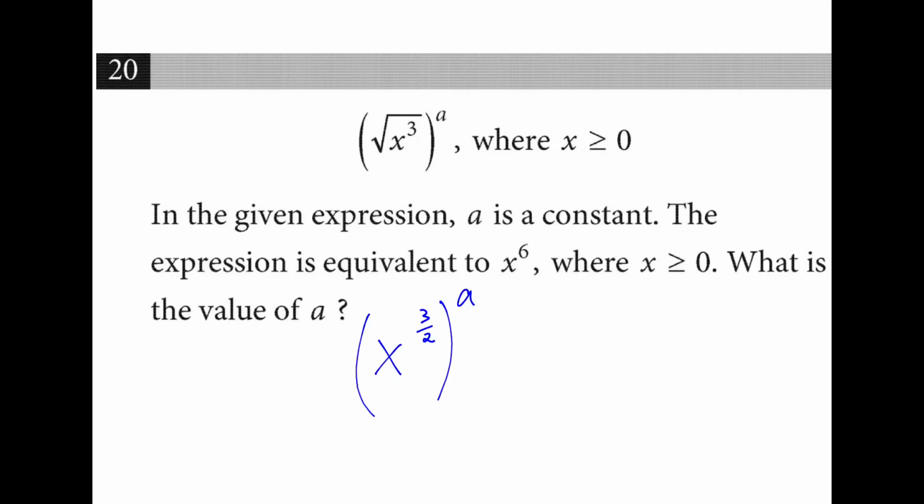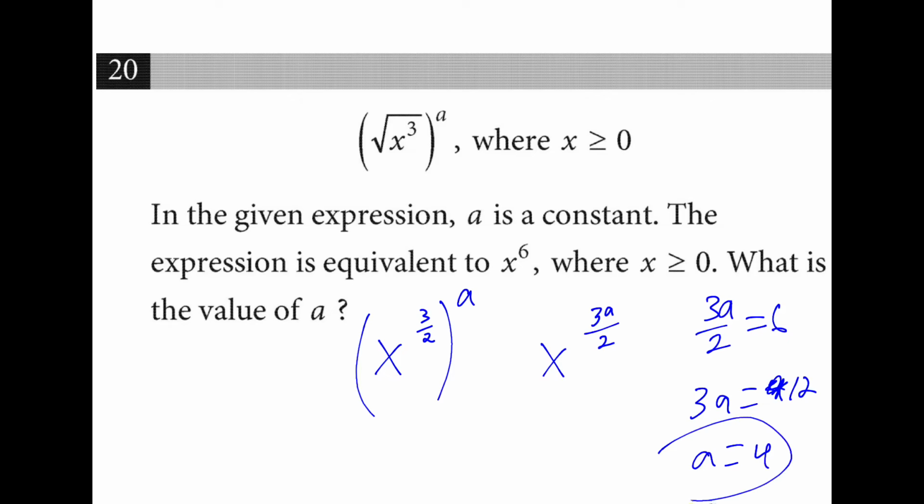So another way of writing this is x to the 3/2 to the power of a, and since it's power to a power, I multiply, so this becomes x to the 3a over 2. And if 3a over 2 is equal to 6, then 3a is equal to 12, and a is equal to 4.